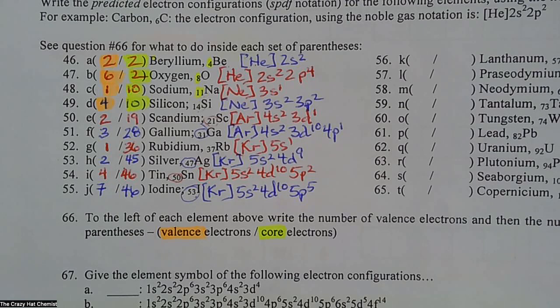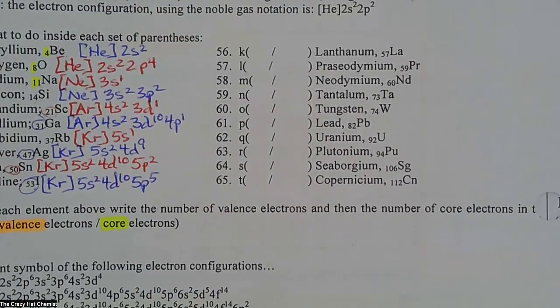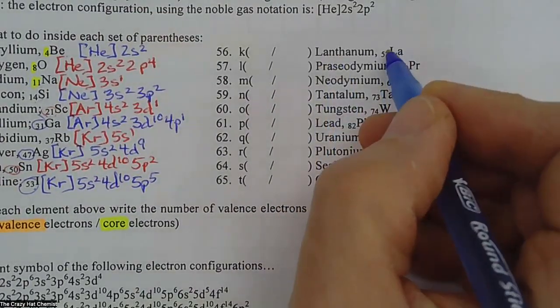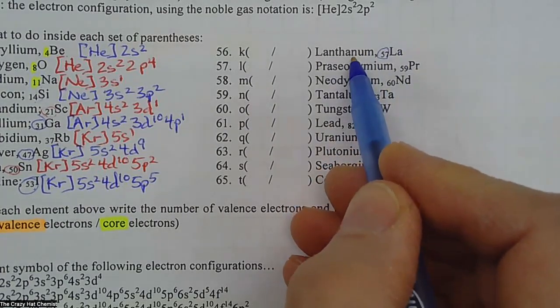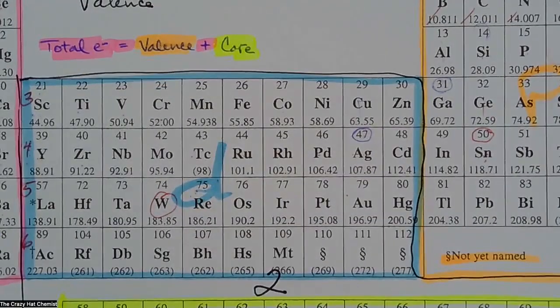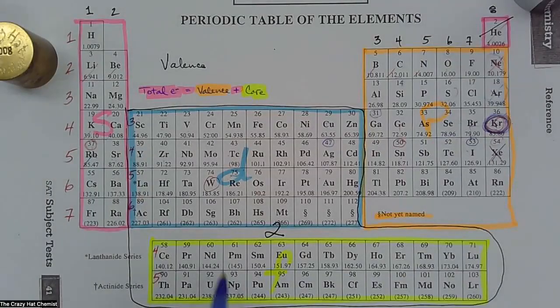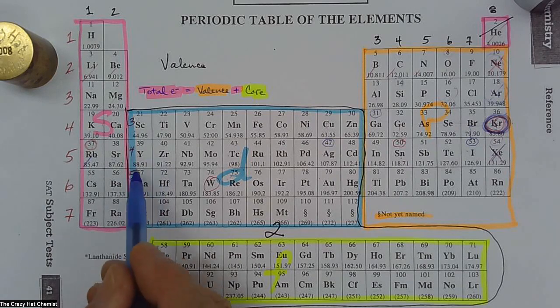So anyways, okay, here we go. We're going to continue on. We got another half to do. Our next one is element number 57. That's lanthanum. So we're going to find that on our periodic table. Element number 57. So let's zoom on out here. There is number 57 right here, lanthanum.